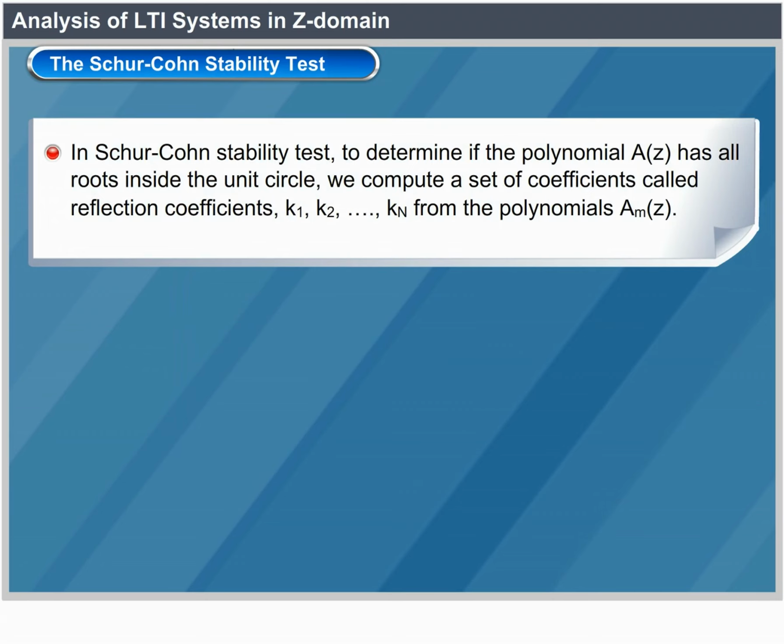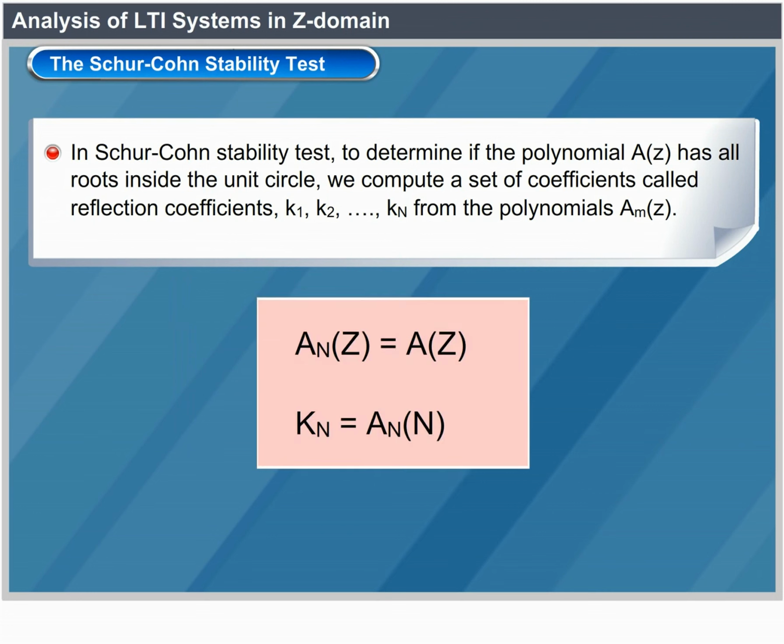In the Schur-Cohn stability test, to determine if the polynomial A(z) has all roots inside the unit circle, we compute a set of coefficients called reflection coefficients K_1, K_2, etc. K_N from the polynomials A_m(z). A_N(z) equal to A(z), K_N equal to A_N(N).